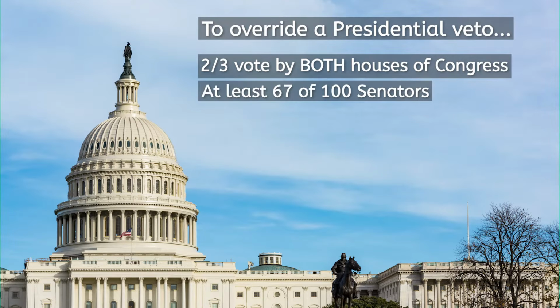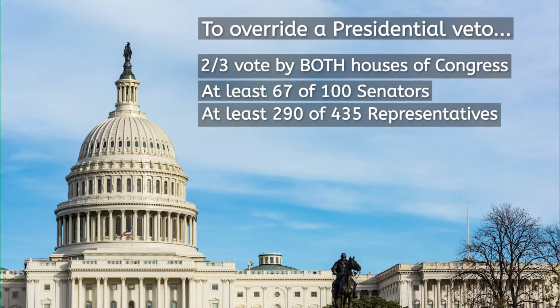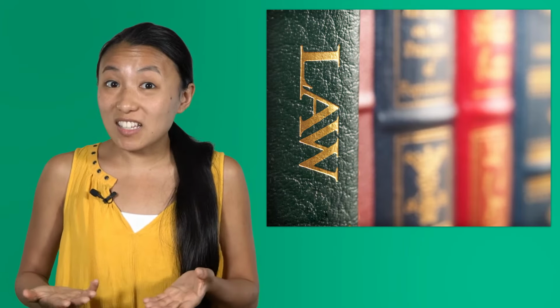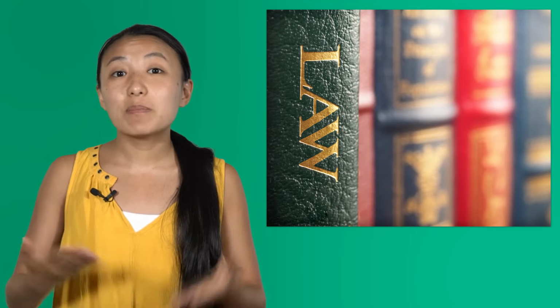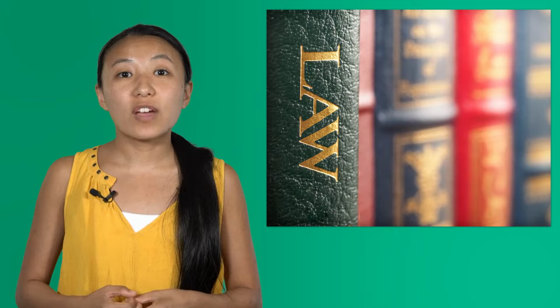That means at least 67 of the 100 members of the Senate would have to support the law, while at least 290 of the 435 representatives in the House would have to do the same. If that was to happen, then the bill would become law despite the president's disapproval. I didn't say it would be easy, just that it was possible. But Congress's ability to override a veto is yet another check the legislative branch possesses to maintain balance among the branches and prevent the abuse of power.